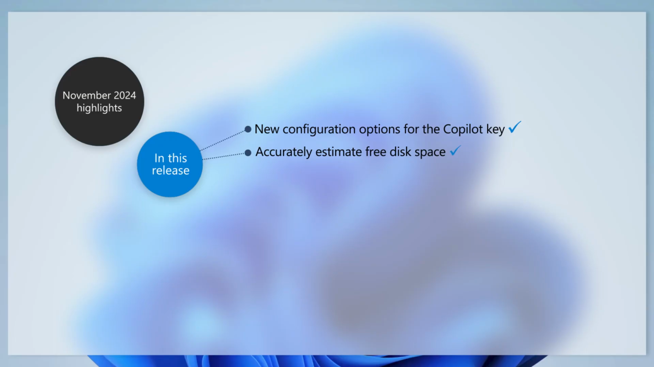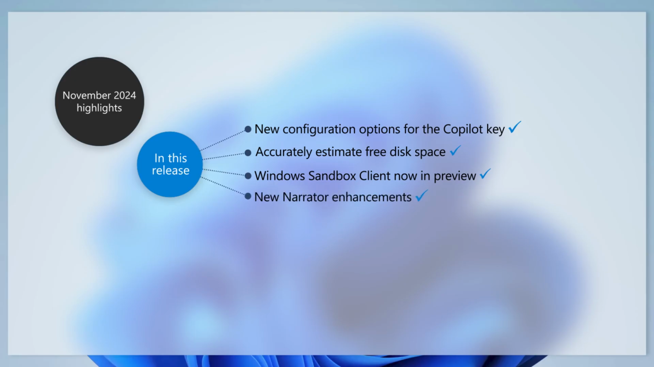This update improves the accuracy of free space estimates for your disk drives from the Disk Cleanup app. For those who need to run apps in isolation, this update includes the preview of the Windows Sandbox client. We've also added a new Narrator shortcut and auto-read capabilities for New Outlook. More on Narrator in this month's tip.